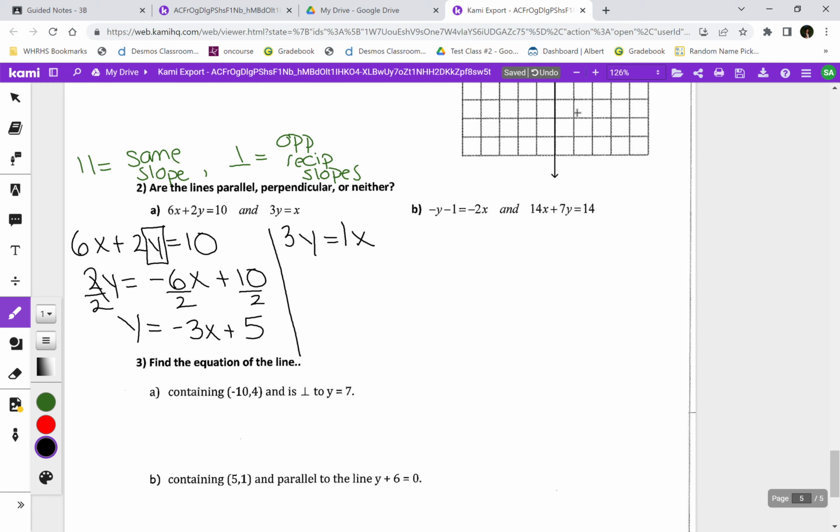All right, how do I get y by itself? What do I have to do? Soph? Divide by 3 on both sides. So y is equal to 1/3 x.